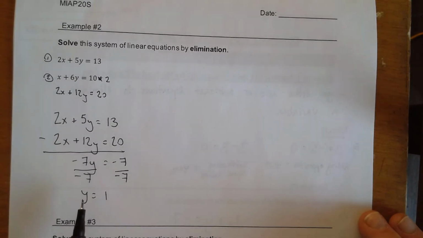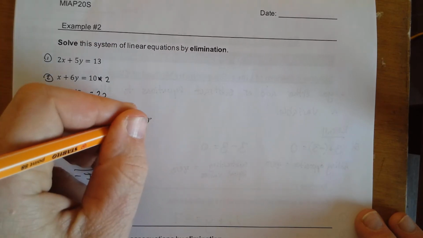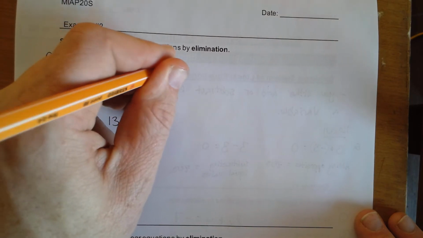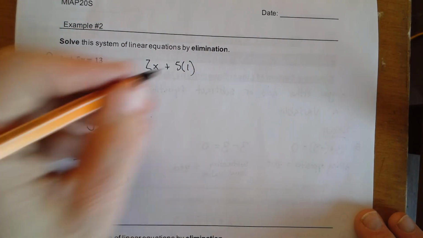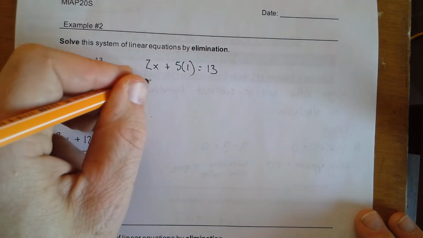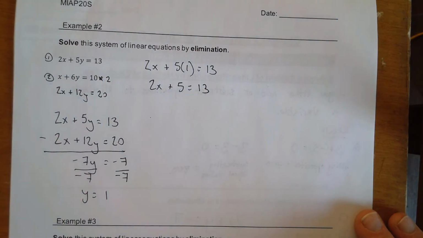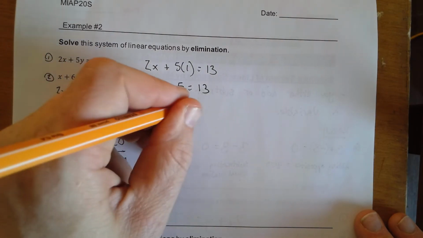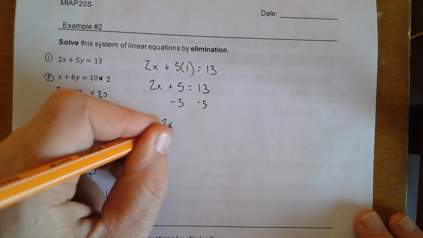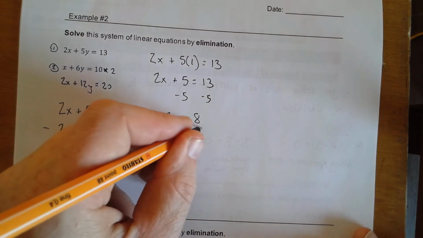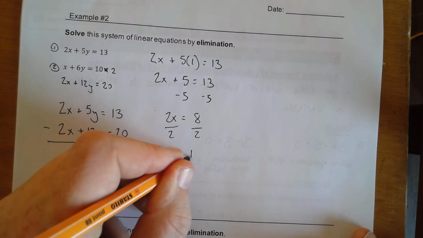Okay, so I have y equals 1. I'm going to take y equals 1 and substitute it back into the first equation. So then I'm going to have 2x plus 5 times 1 equals 13. 2x plus 5 is 13. I'm going to subtract 5 from both sides, and I get 2x equals 8. And then I divide everything by 2 to get x equals 4.